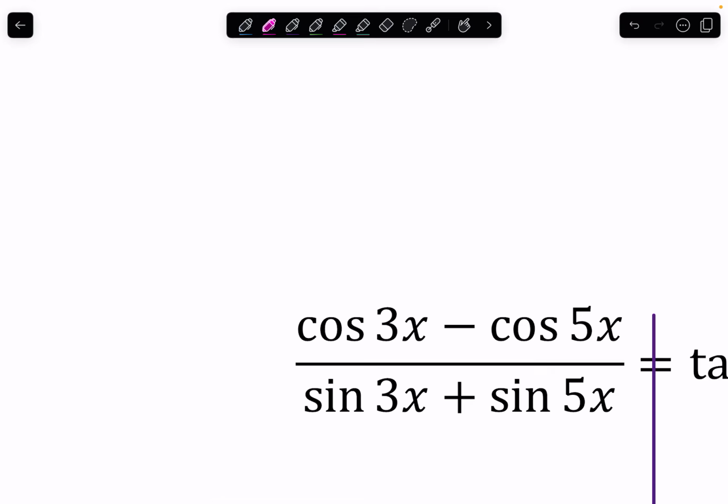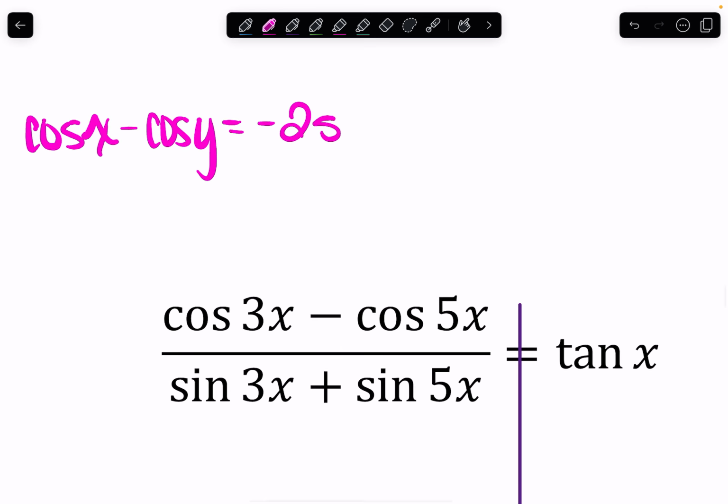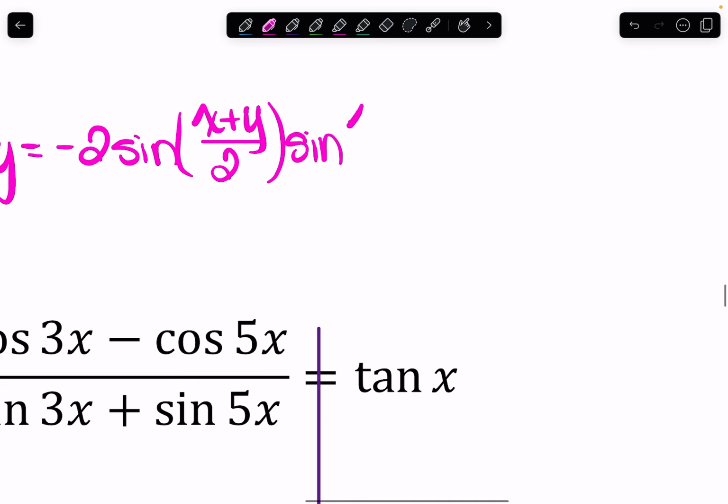So our cosine minus cosine identity is negative 2 sine of the sum over 2 times sine of the difference over 2. So we're going to use that one for our numerator.